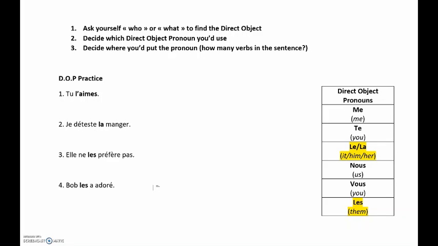Okay, so if you were able to complete this little practice activity and you feel okay, just keep in mind these are the 3 steps. Keep in mind the different direct object pronouns that you have available to you in French.